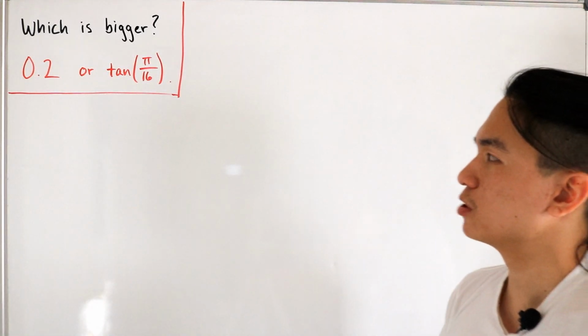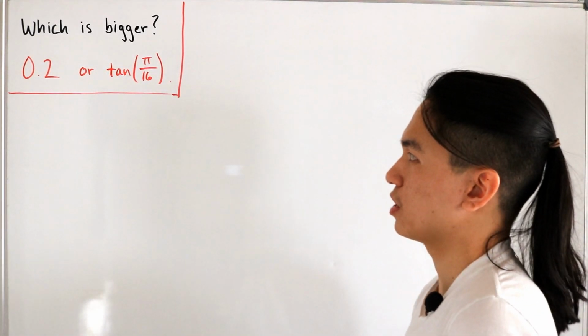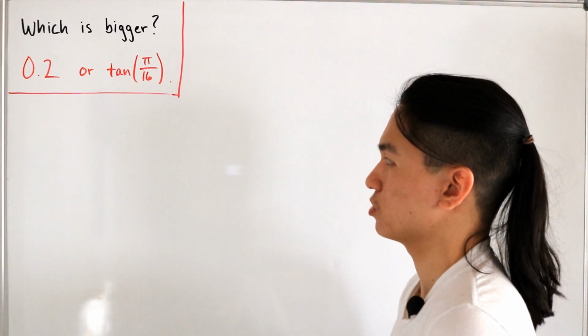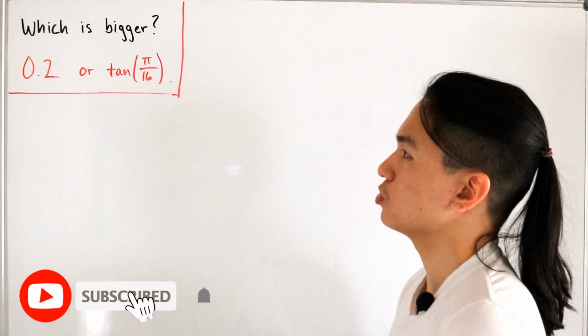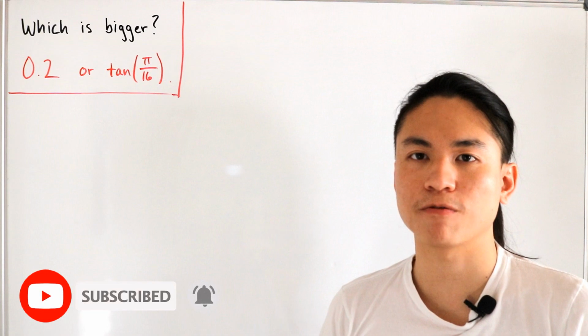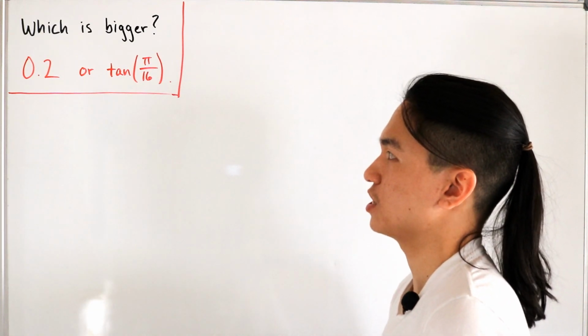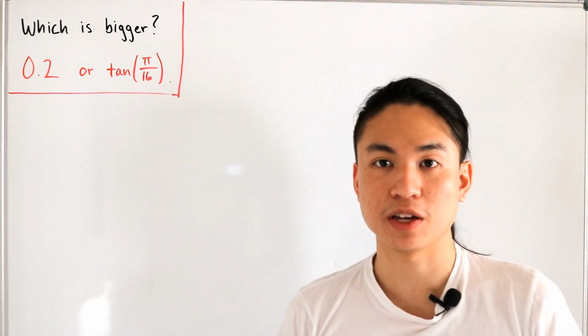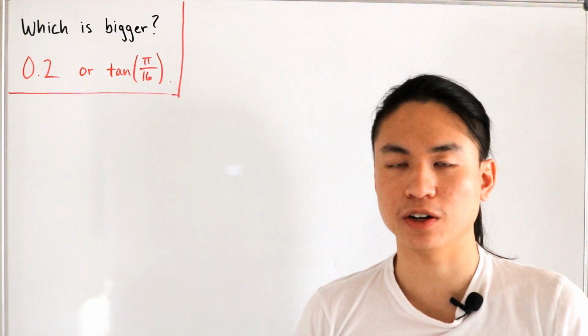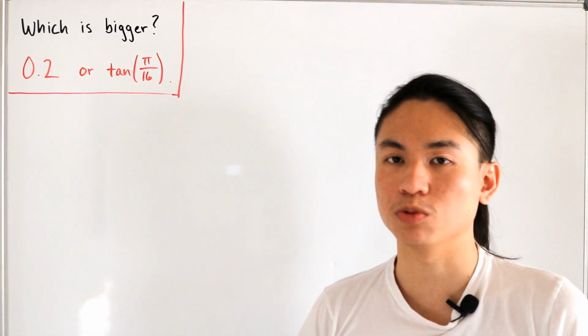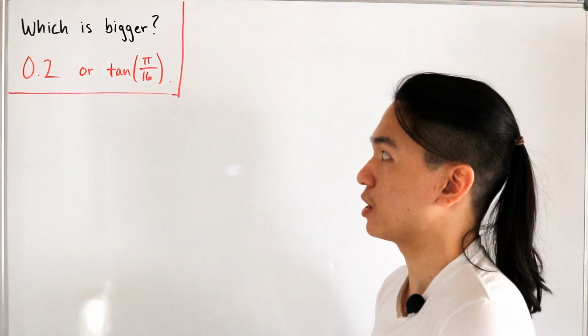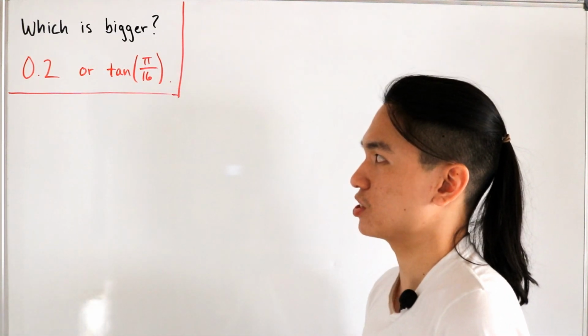So here we are given two numbers, and the question we are being asked is which of these two numbers is larger: 0.2, or 1 over 5 if you want to deal with it as a fraction, or tangent of pi over 16. Well, obviously it would be easy if you plugged these two numbers into a calculator, and you'd see that 0.2 is indeed bigger than tangent of pi over 16.